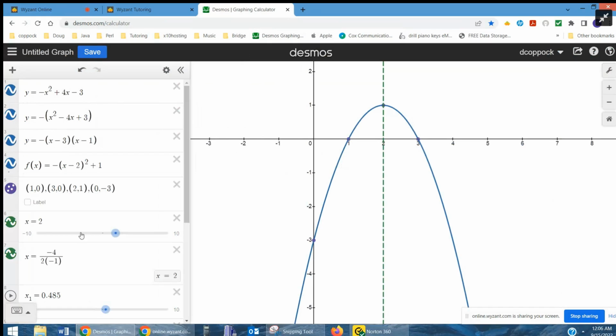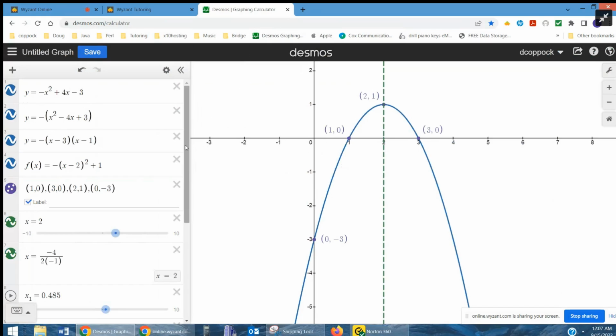Here are some key points, which I'll label. There are the roots, (1, 0) and (3, 0). There's the vertex, (2, 1), which you can easily see here. That's h, and this is k, if you're familiar with vertex form. And the axis of symmetry is the average of the roots: x equals 2. 1 plus 3 is 4, divided by 2 is 2.